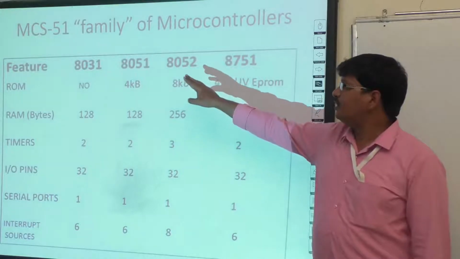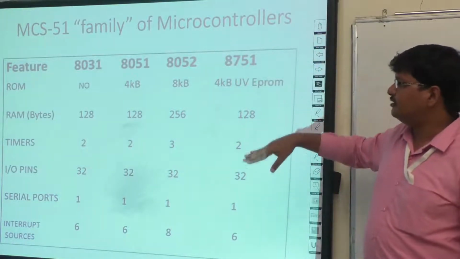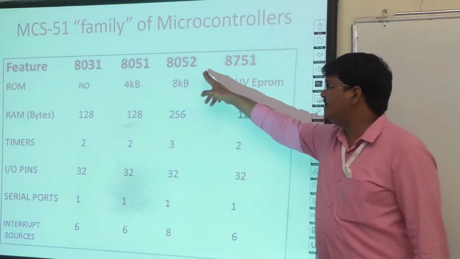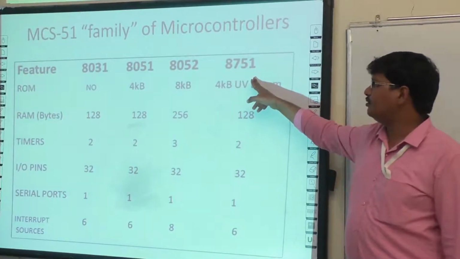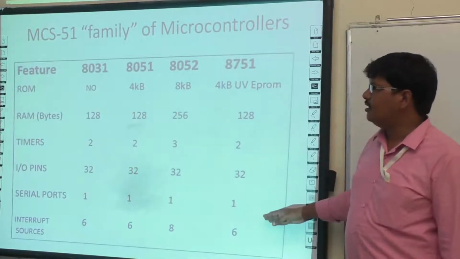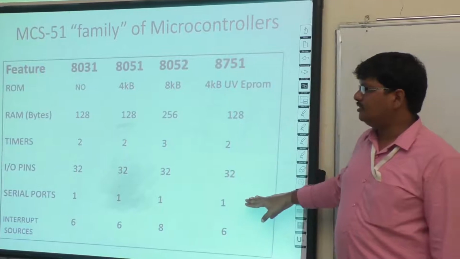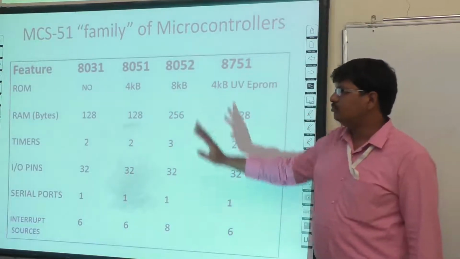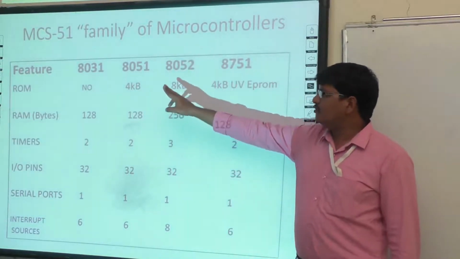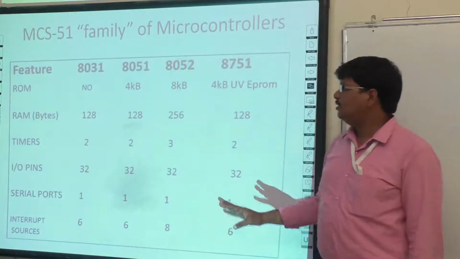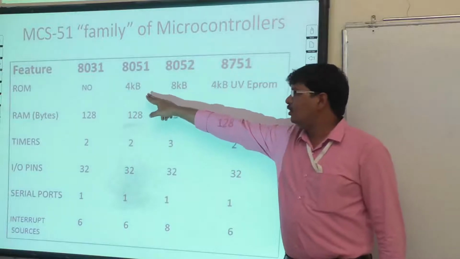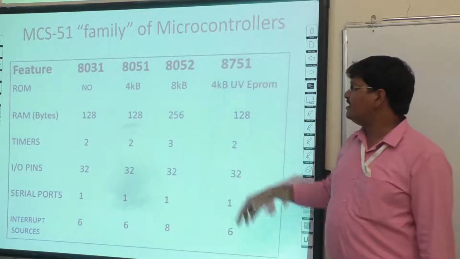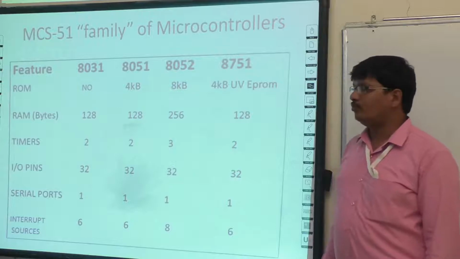That is, the MCS51 family of microcontrollers generally consists of 8031, 8051, 8052 and 8751. So these are all the common features of each and every microcontroller in this MCS51 family. Coming to ROM, 8031 doesn't have any inbuilt ROM, but 8051 has 4 kilobytes of ROM. 8052 consists of 8 kilobytes of ROM, and 8751 has 4 kilobytes of ROM.